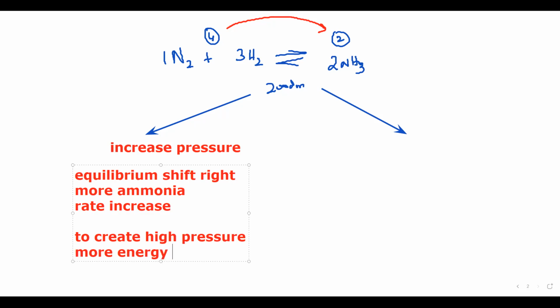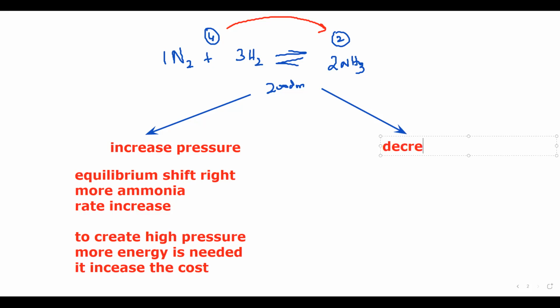So more energy is needed, and as a result, if more energy is needed, what will happen? It increases the cost. Like you need a greater amount of fuel to create enough pressure so that the reaction can occur. And the second thing, decrease in pressure.